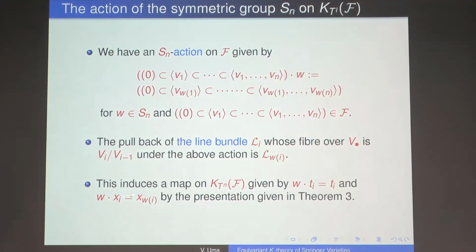So again, in the ring description, we can see that W does not act on the coefficients. So WTI is TI and WXI goes to XWI. It's because XI maps to the line bundle. So this is with reference to the presentation.